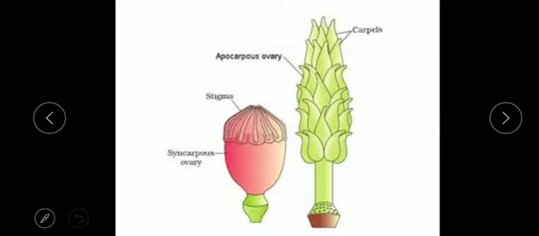Again I am telling you, when there is a single carpel it is monocarpellary, but when there are more, the question may arise whether they are in a free or a fused form. Whenever they are in a free form it is called apocarpous, and when they are in a fused form they are called syncarpous.